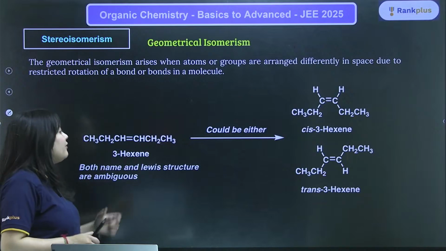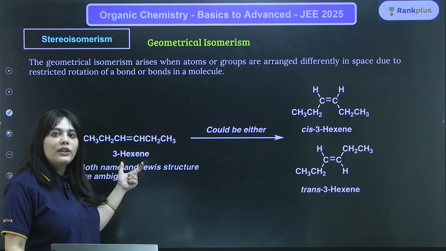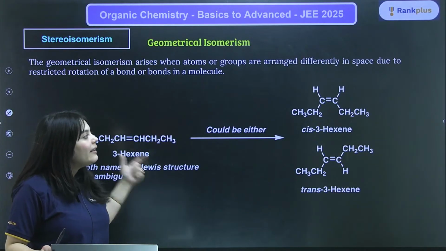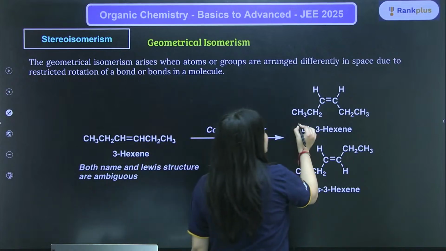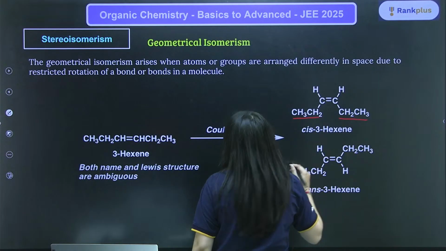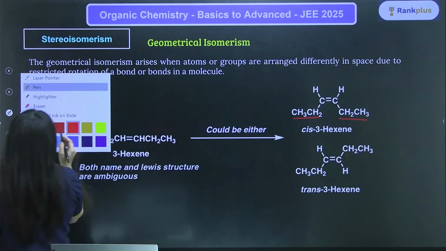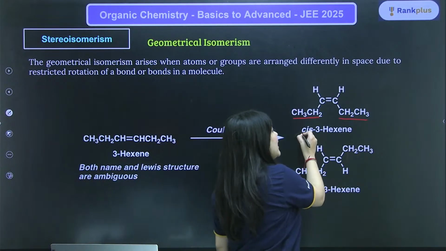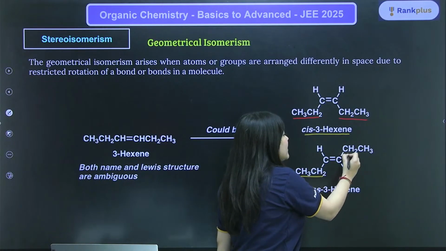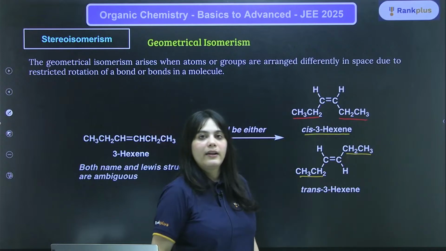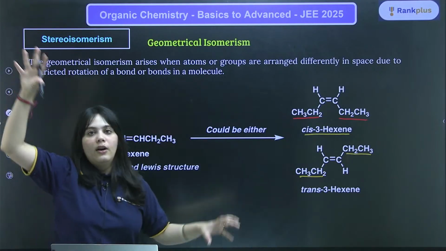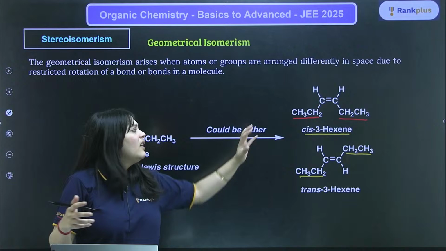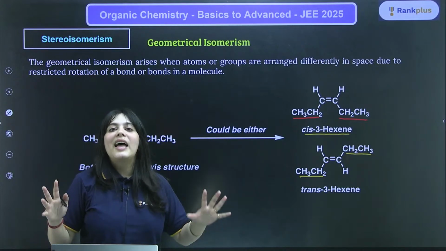For example, I've written this molecule. Now, this molecule, I can write it either in its cis form. Cis means two similar atoms are at the same side of the double bond. So, this is cis-3-hexene, or I can write it as trans-3-hexene, right? Where the similar atoms are at the opposite ends. Simple. So, this is the geometrical isomerism of cis and trans.